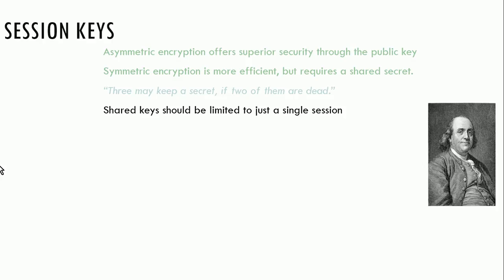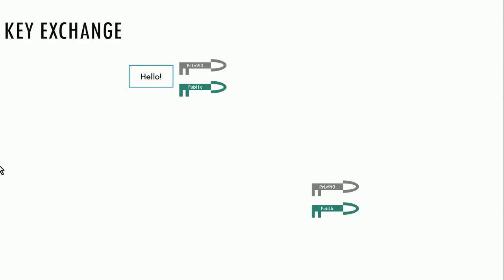So shared keys should be limited to just a single session, and we should be able to exchange keys. So let's see how this works. Now we're going to do a hybrid of both of the encryption methods I talked about, symmetric and asymmetric. We can use both at the same time. So we could start with exchanging our public keys. So I give my public key to them, they give their public key to me.